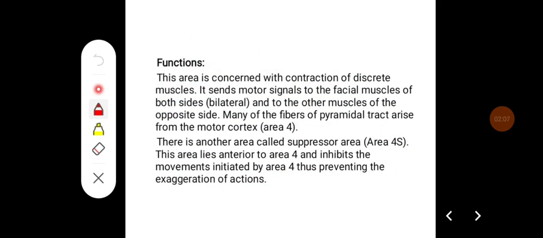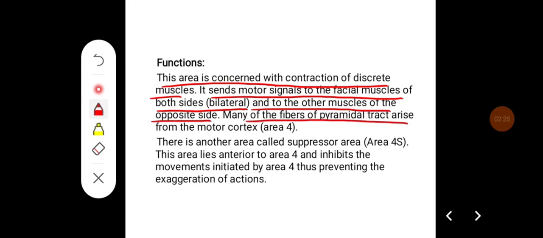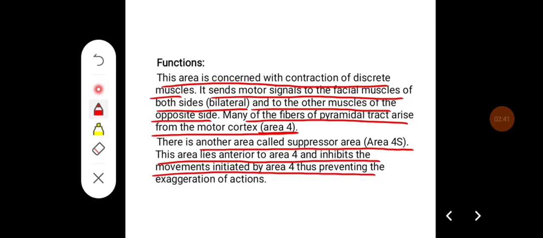The function of this area is that it is concerned with contraction of discrete muscles. It sends motor signals to the facial muscles of both the sides, that is, it has a bilateral innervation, and to the other muscles of the opposite side. Many of the fibers of pyramidal tract arise from the motor cortex, that is area 4. There is another area called suppressor area, which is also denoted as 4S, and this area lies anterior to area 4 and it inhibits the movement initiated by the area 4 and thus prevents exaggeration of the action.